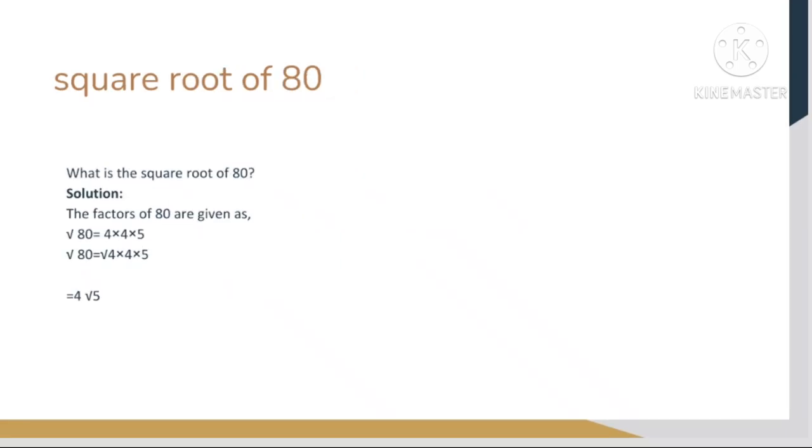We'll take another, a non-perfect square root: the square root of 80. Here 80 can be written as 4 into 4 into 5. Here 5 is not paired. So root 80 is equal to root of 4 into 4 into 5. For every 2 fours we can take one 4. There is only a single 5, so you write it as root 5. So the final answer is 4 root 5.